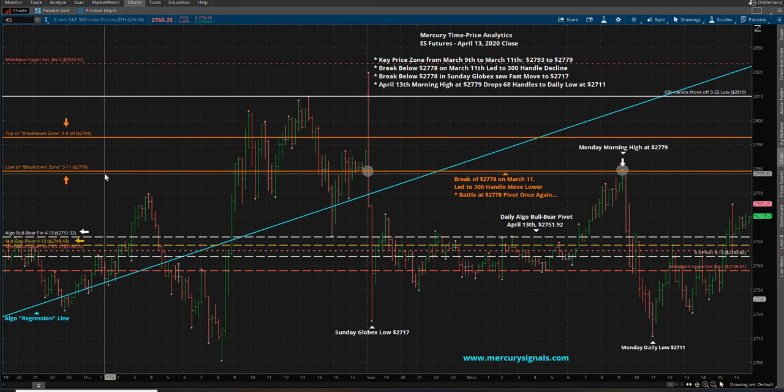It came right up to the area that broke last night, the same price that ES broke on March 11th that led to a 300 handle decline. So that was your second short opportunity. And then today, the third one was on this move right back to the midday pivot. Now let's take a look at our automated algo.